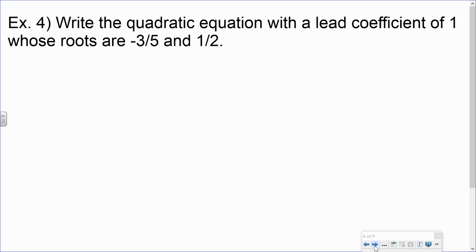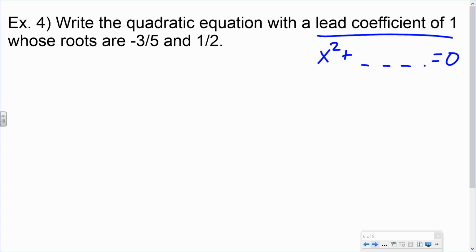you are going to be having questions like this, which we'll come back to in just a moment. The answers need to be -3/5 and 1/2. I want a quadratic equation that starts off with a lead coefficient of 1, so x squared, and it needs to have x equals -3/5 and x equals 1/2 as the final answers.